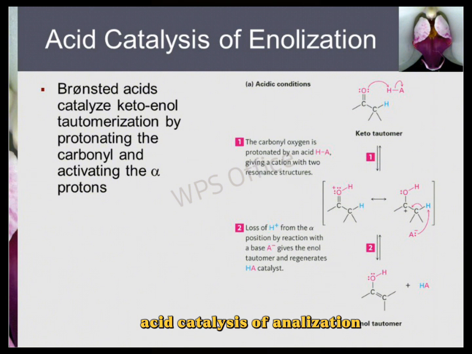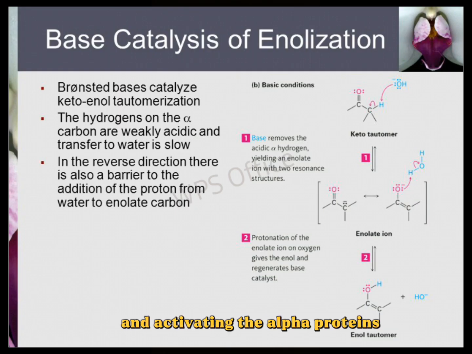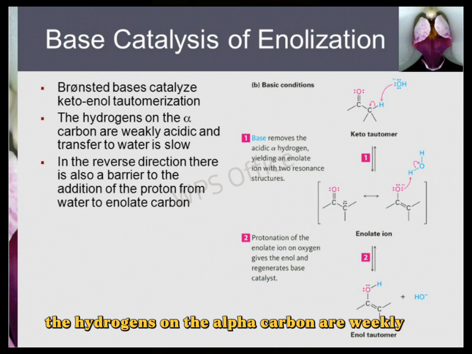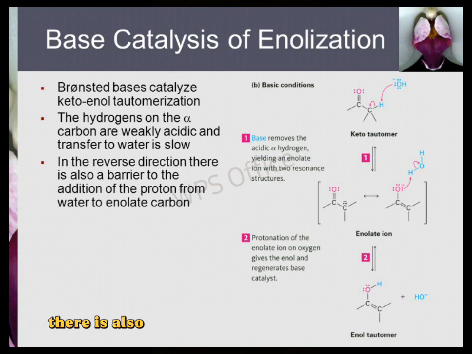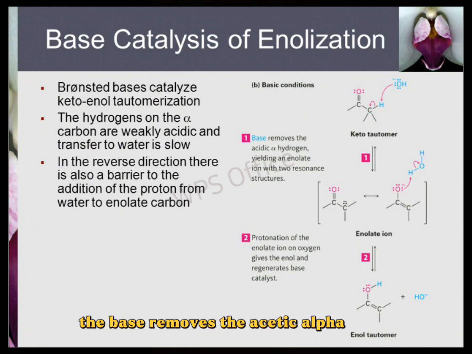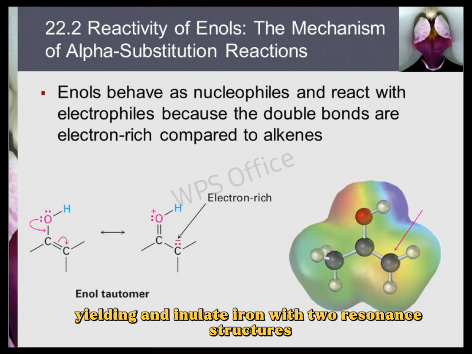Acid catalysis of enolization. Bronsted acids catalyze keto-enol tautomerism by protonating the carbonyl and activating the alpha protons. Base catalysis of enolization. Bronsted bases catalyze keto-enol tautomerization. The hydrogens on the alpha carbon are weakly acidic and transfer to water is slow. In the reverse direction, there is also a barrier to the addition of the proton from water to enolate carbon. So here the base removes the acidic alpha hydrogen, yielding an enolate ion with two resonance structures.